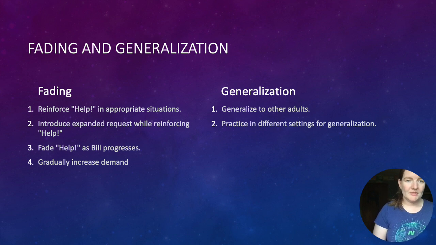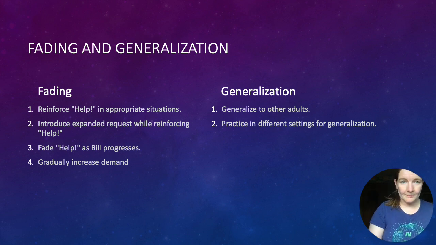And then we will introduce expanded requests while reinforcing help. And we will fade help as he progresses and gradually increase the demand too. So at first with this, we're going to try to give him help as often as possible when he's using that correct phrase, even if it's something that seems like it's previously mastered or seems like something that a child his age should be able to do independently. While we're learning it, he gets the help that he asks for, but we will gradually increase academic demand once he has mastered it.